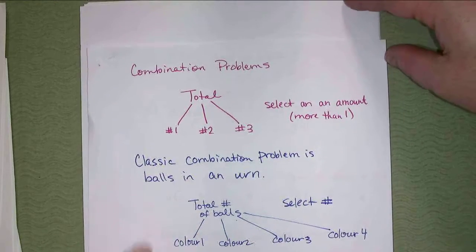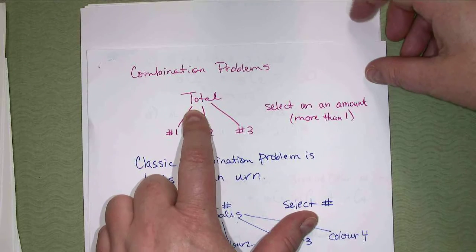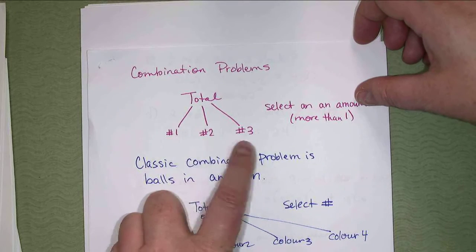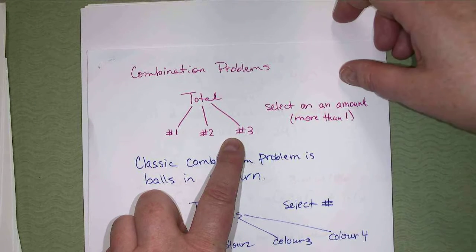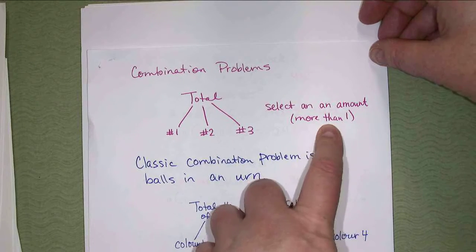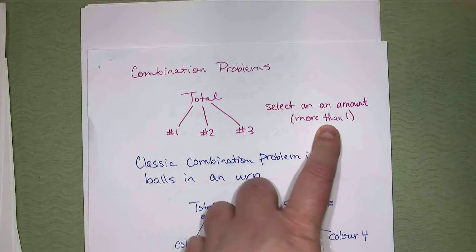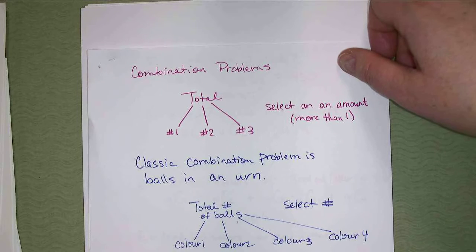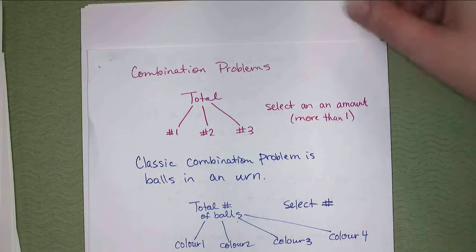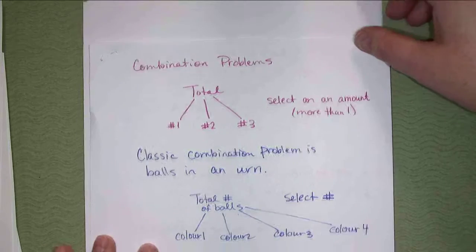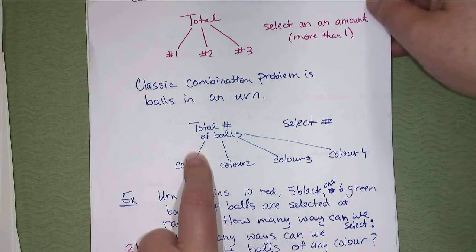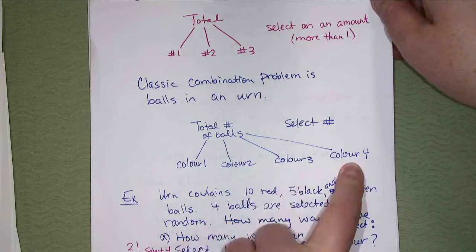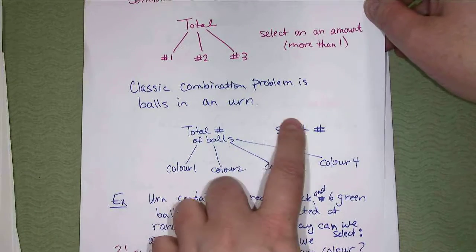So it says combination problems. Basically, they're set up this way: total, and then there's different groups. So I had red and blue, but you could have 3 groups. You could have more than 3. But basically, that's it. And you're selecting a certain amount more than one. If you're just selecting one, we did that last class. Like, if there's 5 red and 2 blue, and you're selecting one, you can either get 1 red or 1 blue. That's it. There's nothing to count. Classic combination is balls in an urn, so I said that already. So here's the total number of balls: color 1, color 2, color 3, color 4, however many colors you want to put in there, and then we're selecting a certain number.